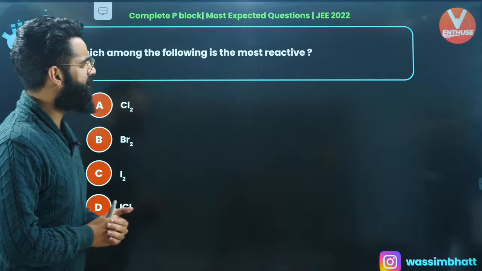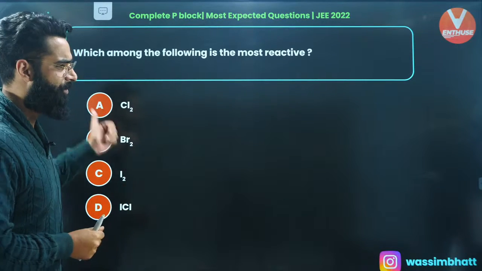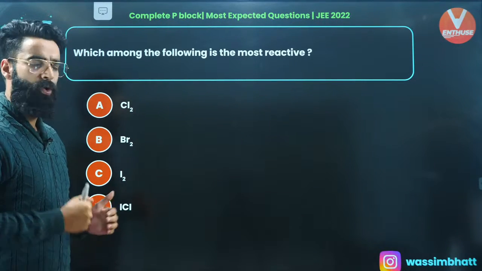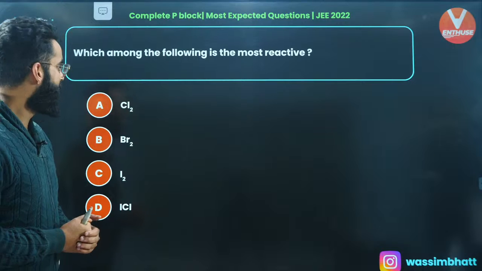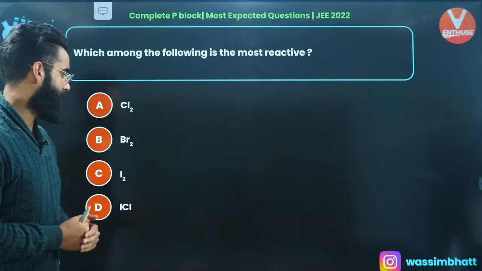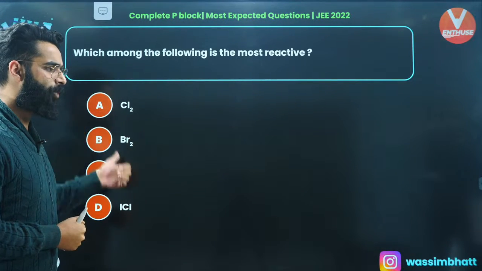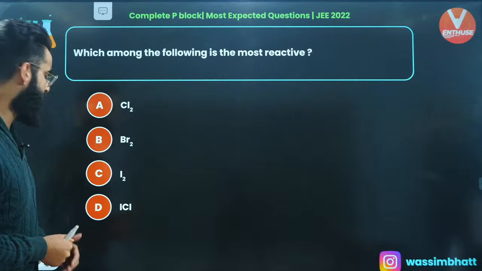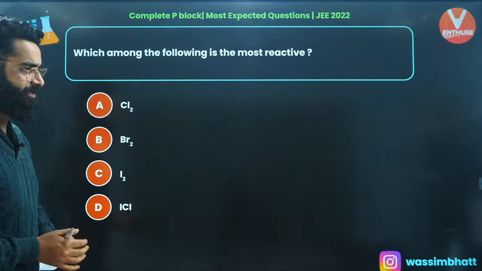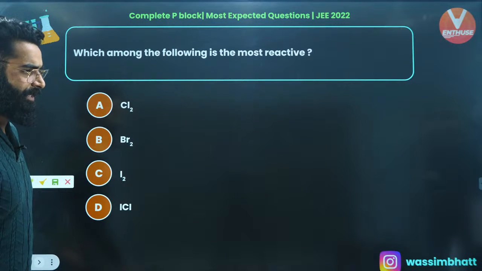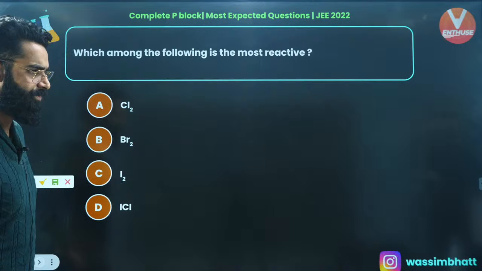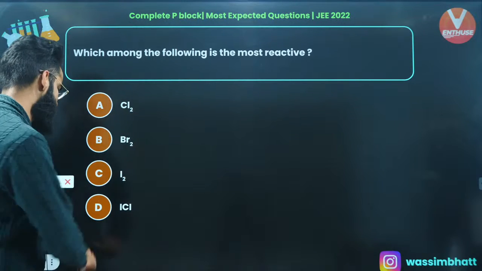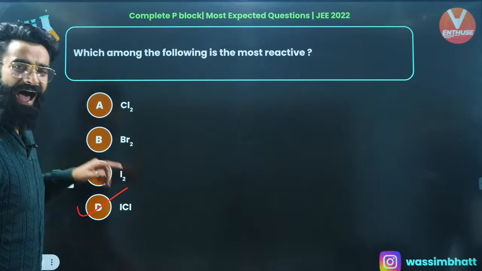Which among the following is the most reactive? What do you think about this particular question, my dear people? Which of the following among all is the most reactive? Is it going to be chlorine, bromine, iodine, ICl? Which one among the following is going to be most reactive? Well, I'm getting the correct answers. The majority of the students are giving the correct answer. That's absolutely wonderful. It's basically going to be ICl, right?